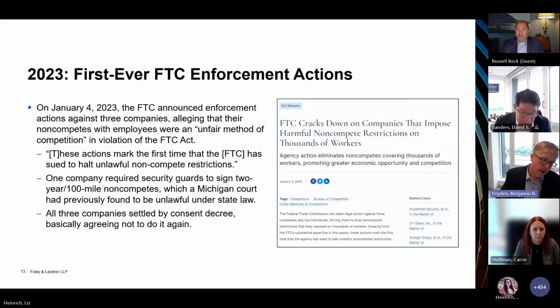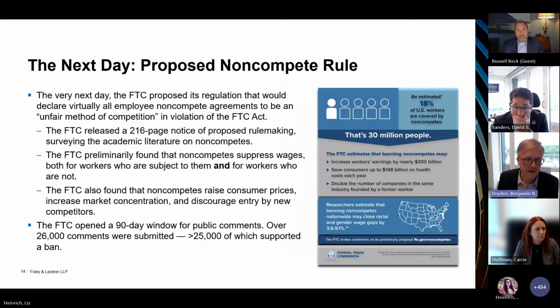So next slide. I was even typing up a client alert thinking, okay, well, the FTC has brought specific enforcement actions against 3 companies. Might this signal that they're not actually serious about bringing a broader rule? I was typing out that client alert when the news broke on the wire. It was the very next day. The FTC came out with its proposal for a non-compete ban.